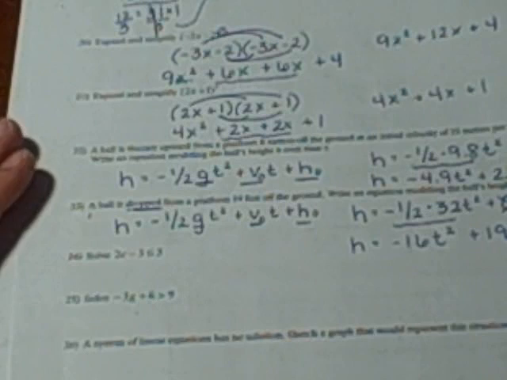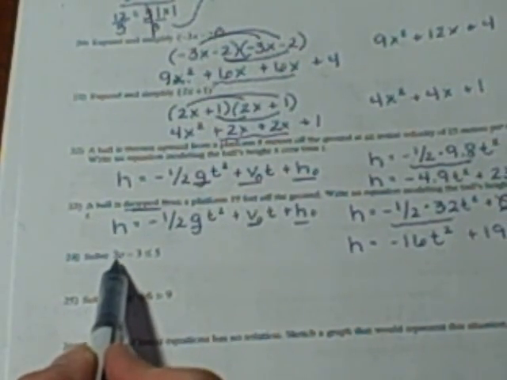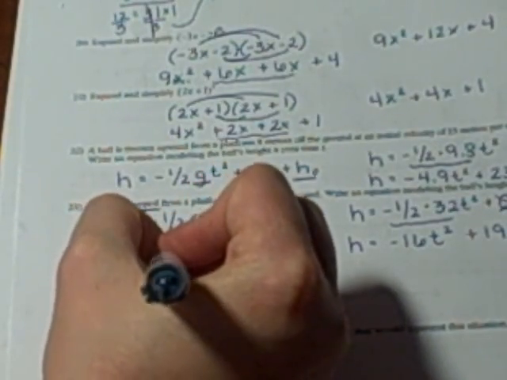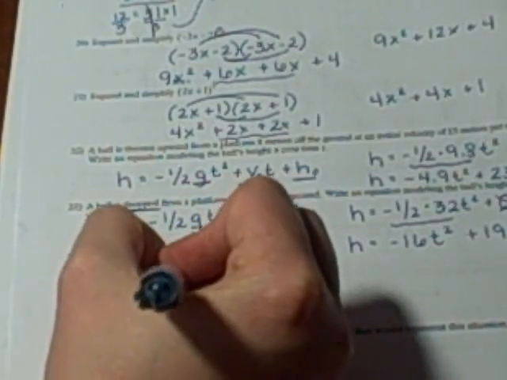Okay, 24 and 25 deal with solving inequalities. And when you're solving inequalities, it's very, very similar to solving equations. There is only one exception to that, and you'll actually see that exception when we do problem number 25. But here, just as if you were solving an equation, if I were trying to get c by itself, I would add 3 to each side. So I would end up with 2c is less than or equal to 8.